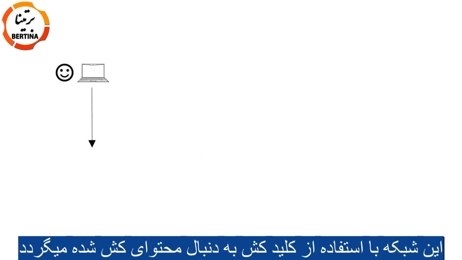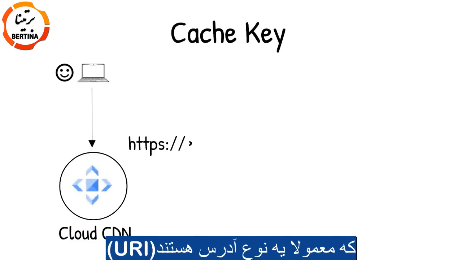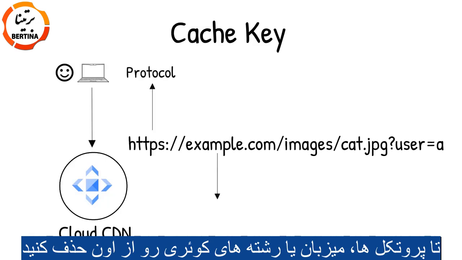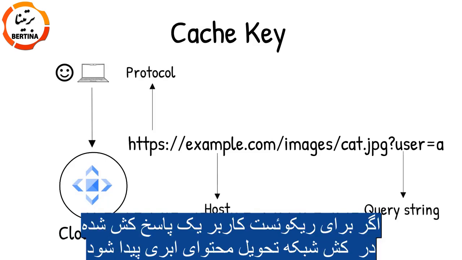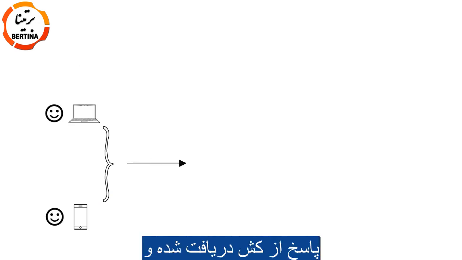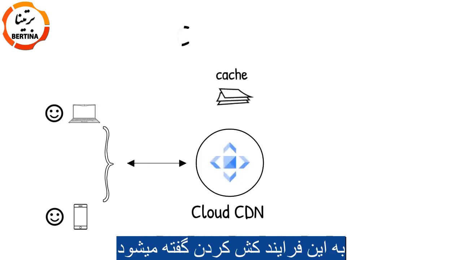When the request is received by Cloud CDN, it looks for the cached content using the cache key, which is typically the URI, but you can customize this cache key to remove protocol, hosts, or query strings. For the user's request, if a cached response is found in Cloud CDN cache, the response is retrieved from cache and sent to the user. This is called a cache hit.